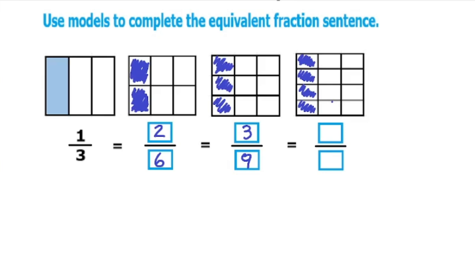For this one, you multiply the top and bottom by 3. 1 times 3 is 3, 3 times 3 is 9. For this one, you multiply the top and bottom by 4. 1 times 4 is 4, 3 times 4 is 12. And that's how you do equivalent fractions.